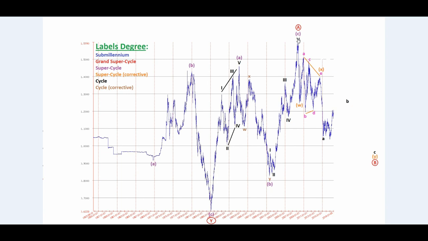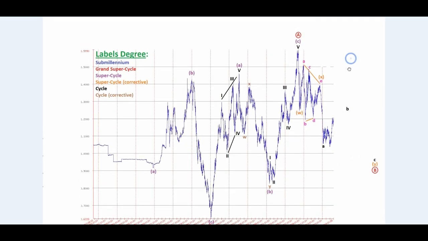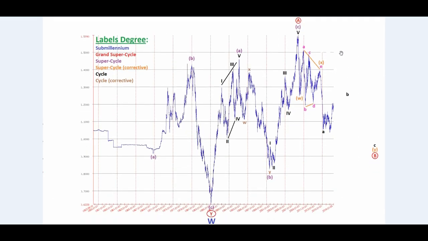Then we topped at the 2008 recession. So this being the end of the fifth wave in those cycle degrees, and then super cycle degree, and thus this ABC completing grand super cycle A. Now, right after that, in 2008, the euro dollar started going down, started tanking. How did it go down? What I'm seeing here is that it's not going in an impulse. This is clearly not an impulse. It's a very complicated structure.